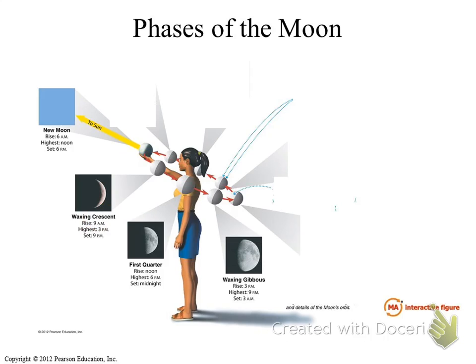So I'll go ahead and show you the next two. That would be going like this, on its way to full. It takes about a week to go from that 90-degree angle, the first quarter, to full moon. Notice now we use the term gibbous because it's bigger than a quarter, and we continue to use the word waxing because it's getting bigger.